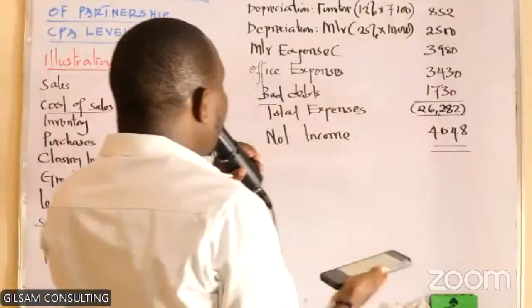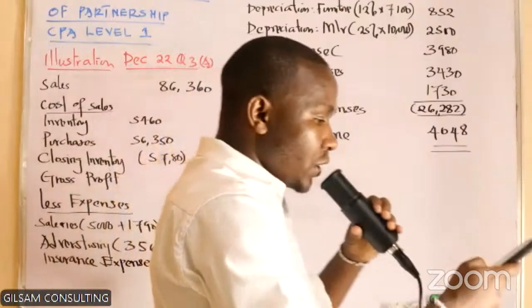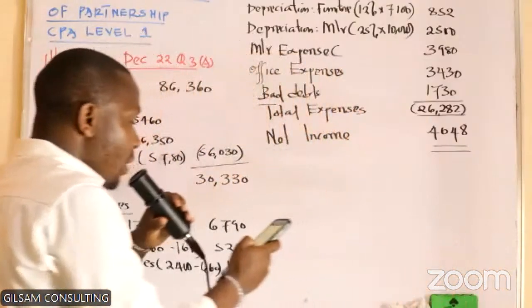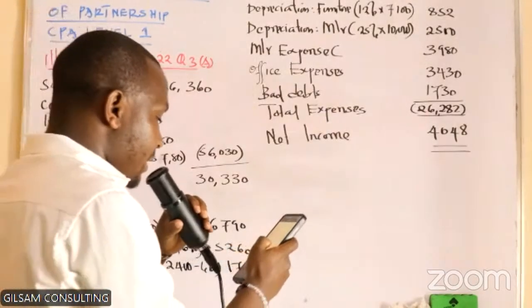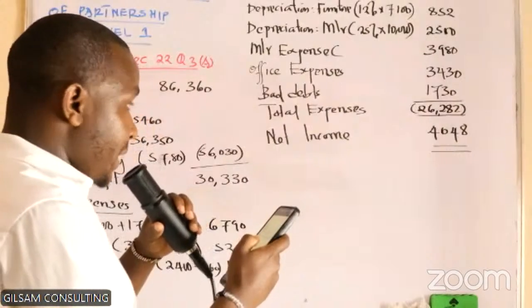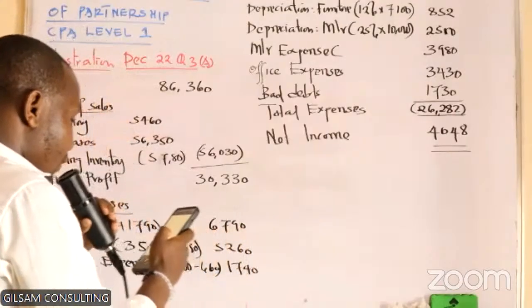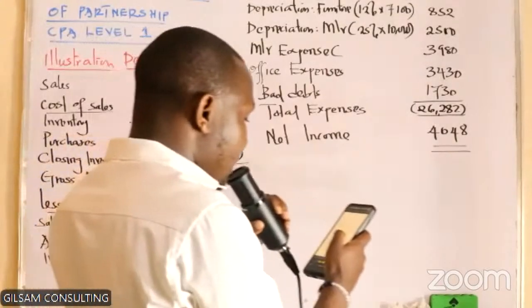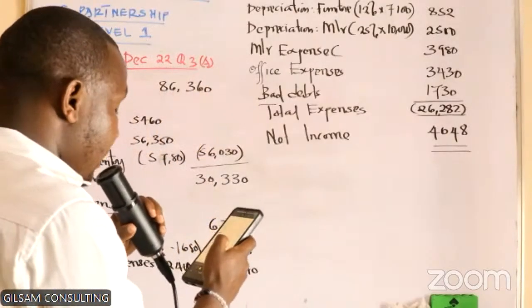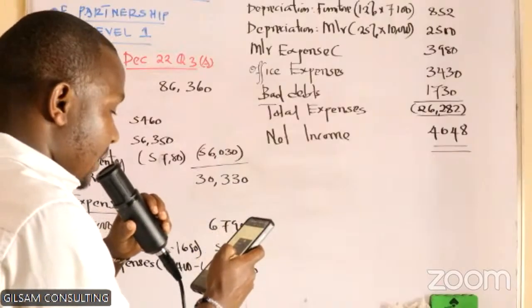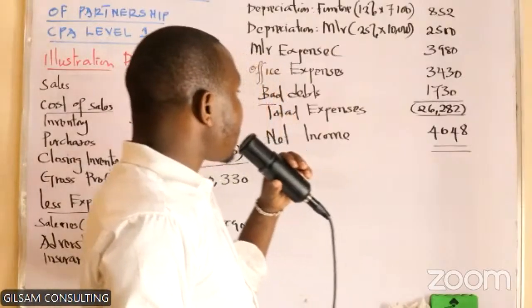After that, you take the expenditure. Now go back, because we have exhausted our additional information. Then we go back to the trial balance. We pick now the direct expenses, which they don't have the adjustment. We start with the motor vehicle expense, which is 3980. You come to the insurance, we have already adjusted that one. Office expenses, that is 3430. And then bad debt, 1730. Remember, bad debt also is an expense, which you will total to give you 26,282. That is the total expenditure.